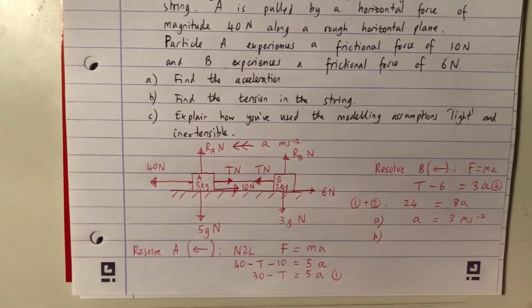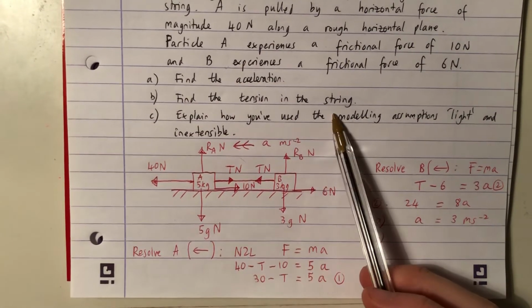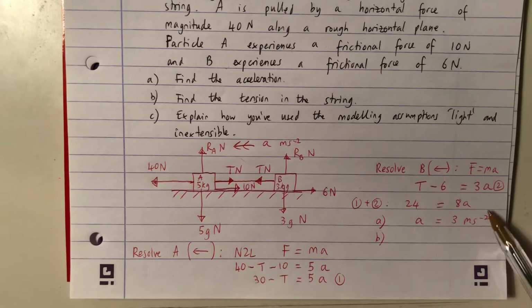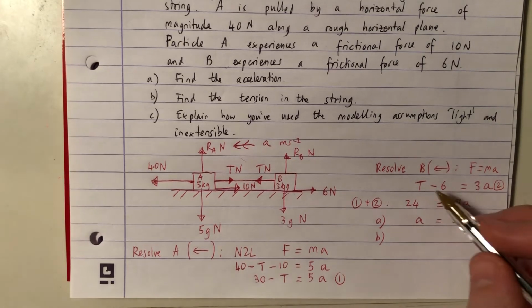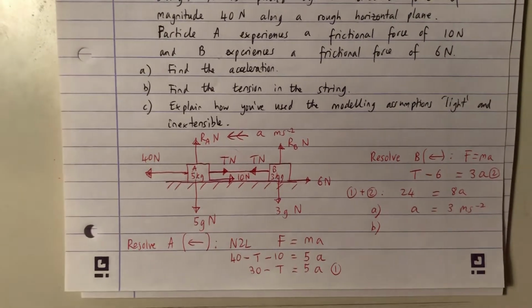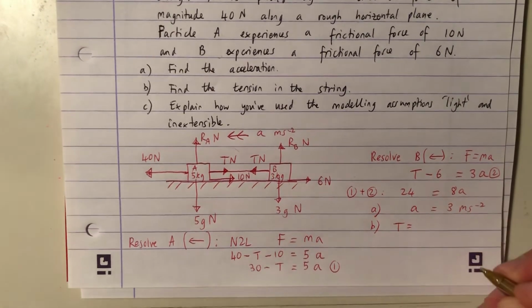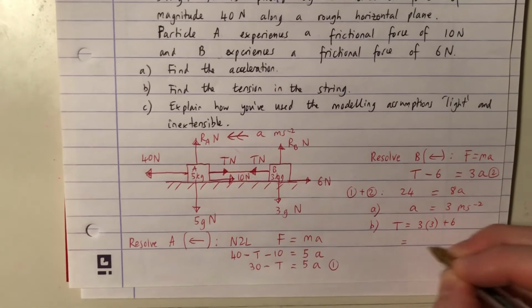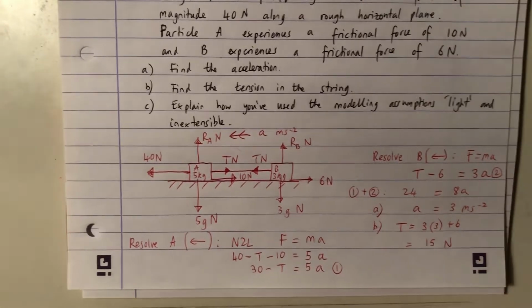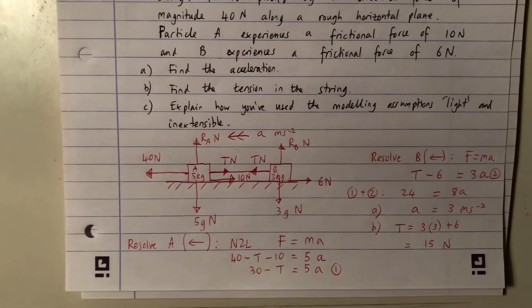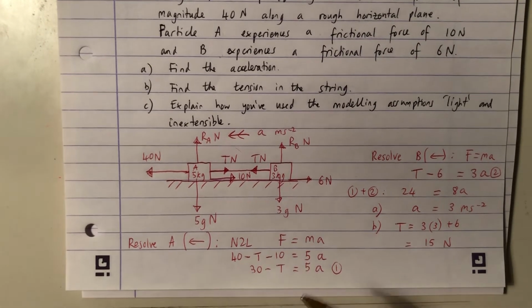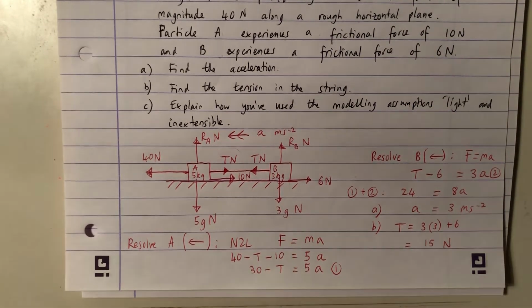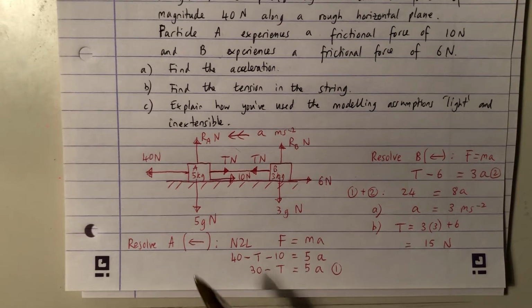Part B, find the tension in the string. Well, pair of simultaneous equations, we work out the second unknown. So if I made T the subject there, T is equal to 3 threes plus 6, which is 15 newtons. And that's the hard bit done. Acceleration and tension, generated two equations, solved them simultaneously.